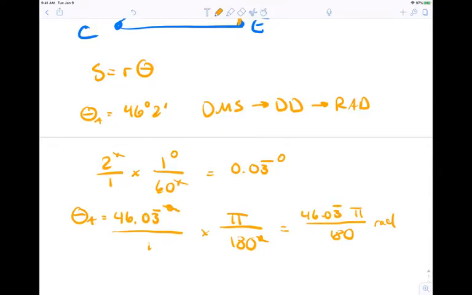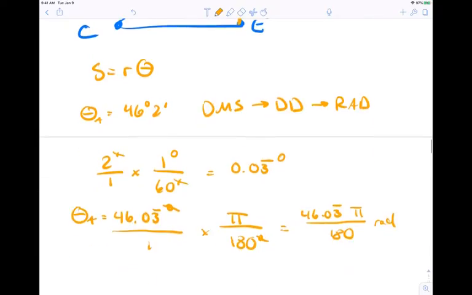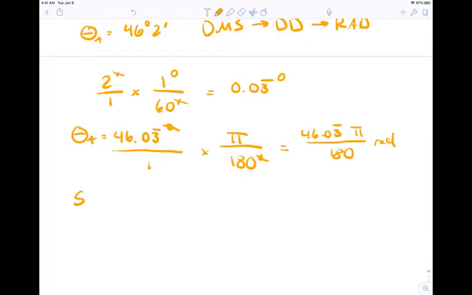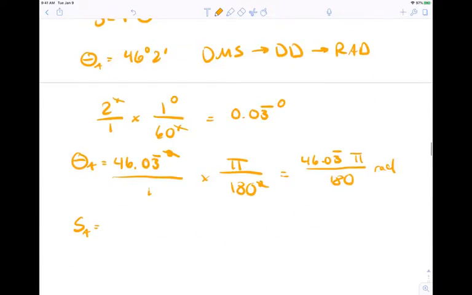Okay, so if this is my theta for A, and we want the arc length, the arc length of A is going to be the radius, which is 3960, times that angle, that radian measure, 46.03 bar pi over 180. I'm going to leave it exact. Okay, that'll give us the arc length. Let me let that one be for right now.